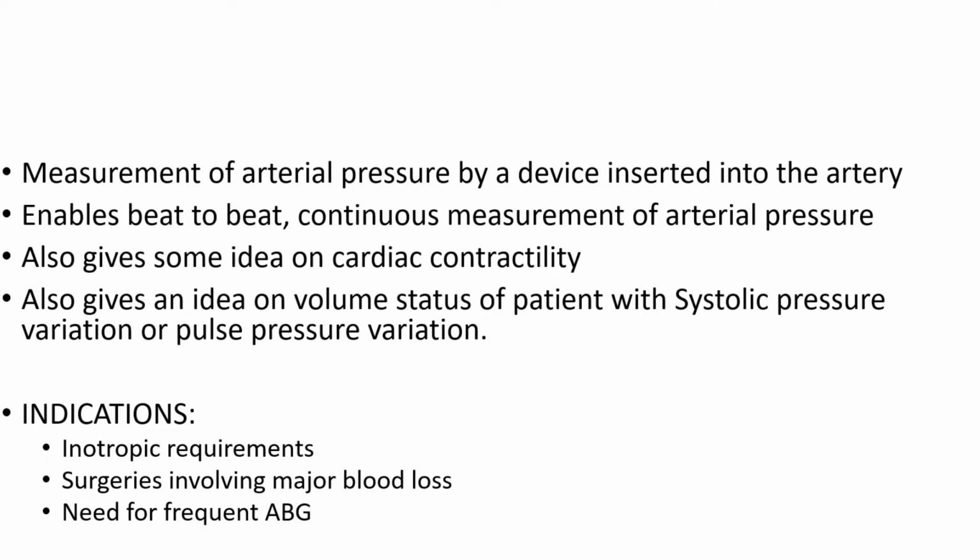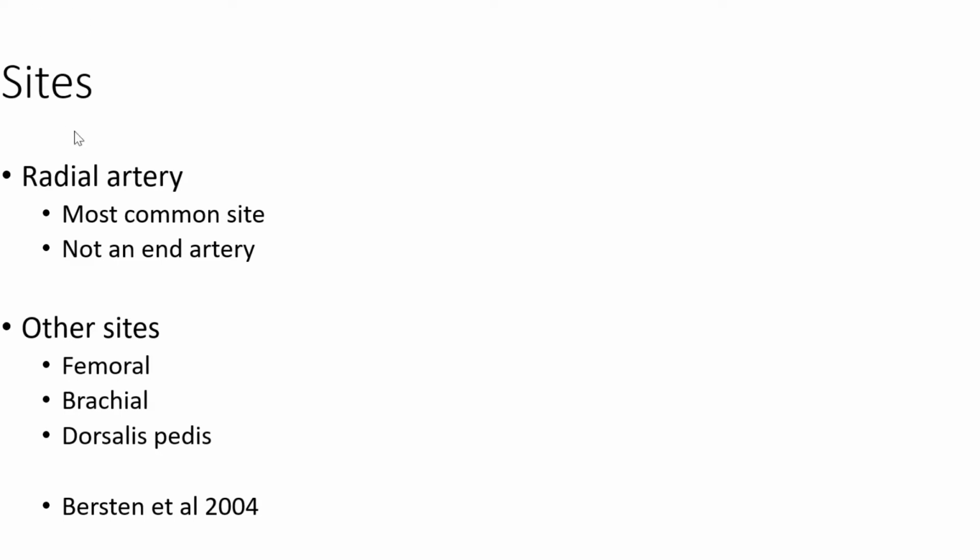Some of the indications of measuring the arterial pressure would be increasing requirements of inotropes, surgeries involving major blood loss, or the need for frequent arterial blood gas sampling. The common sites used to measure the arterial pressure include the radial artery, which is the most common site. The advantage of it being it's not an end artery. The other frequent sites used are femoral, brachial, and the dorsalis pedis artery.